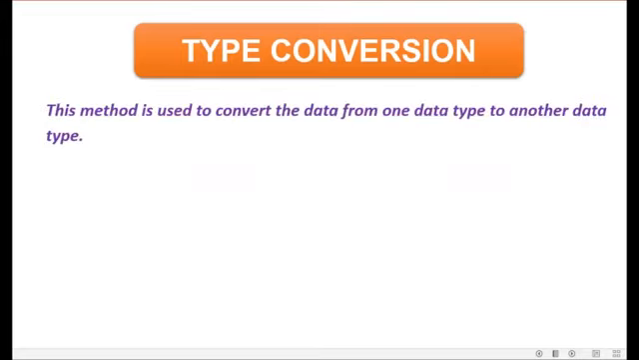This method is used to convert the data from one data type to another data type, which means we have several data types. Like if I talk about string, boolean, integer, float, these are my data types, right? And if I want to convert the string type of data into integer or float, or I want to convert my float type of data into integer, then it is known as the conversion of one data type into another data type.